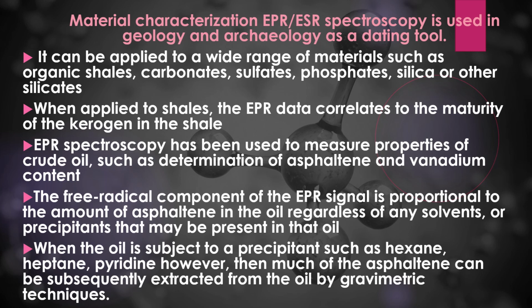The free radical component of the EPR signal is proportional to the amount of asphaltene in the oil regardless of any solvent or precipitants that may be present in that oil. When the oil is subject to a precipitant such as hexane, heptane, or pyridine, however, then much of the asphaltene can be subsequently extracted from the oil by gravimetric techniques.